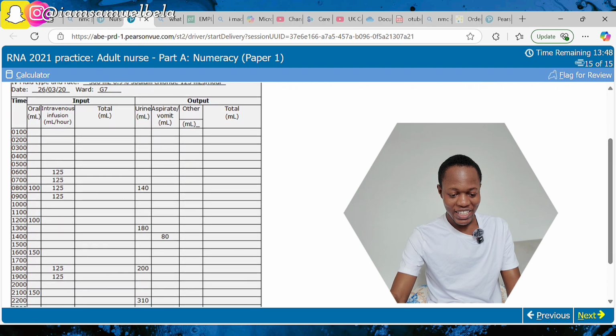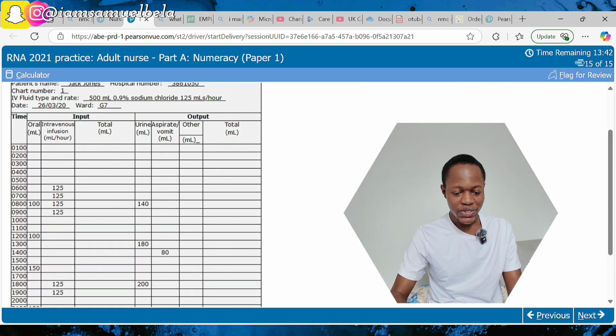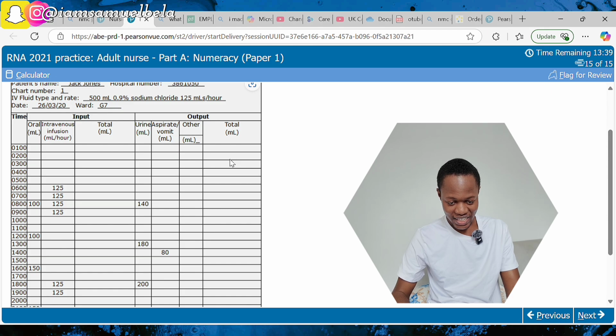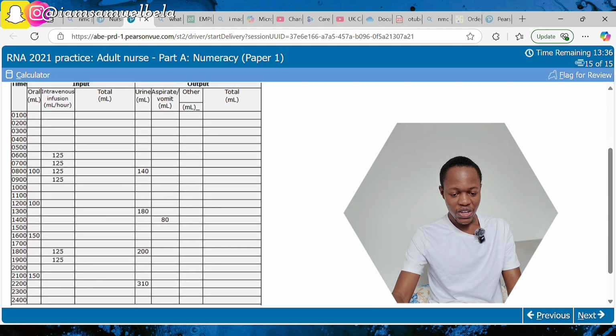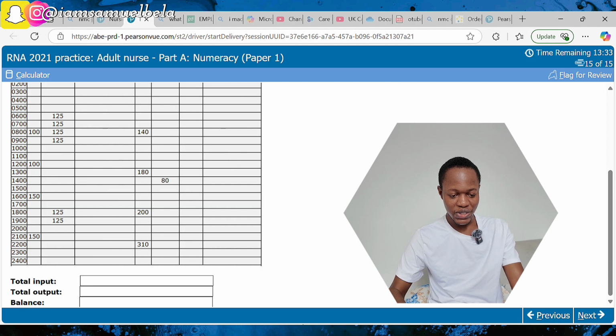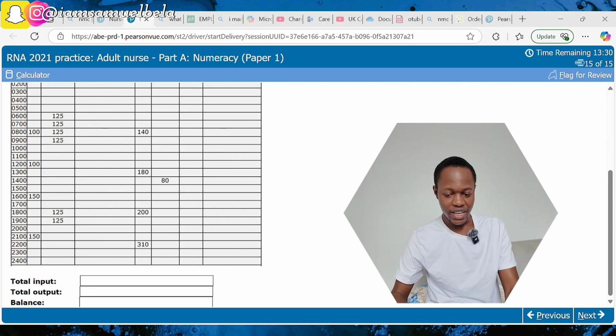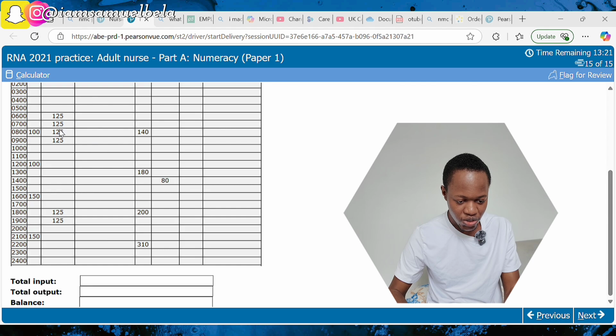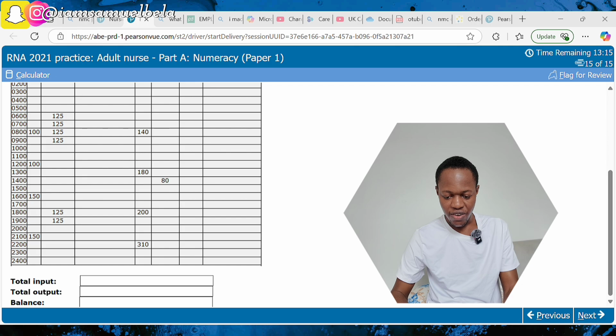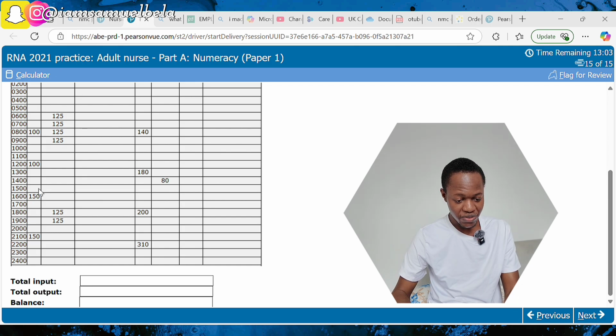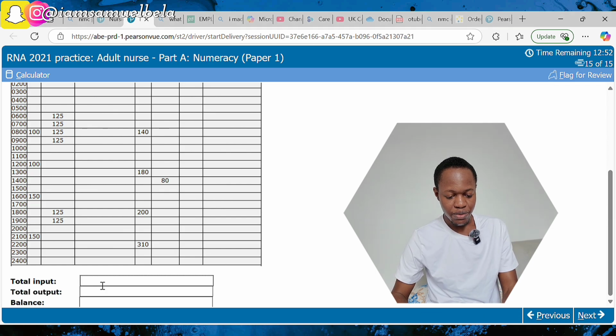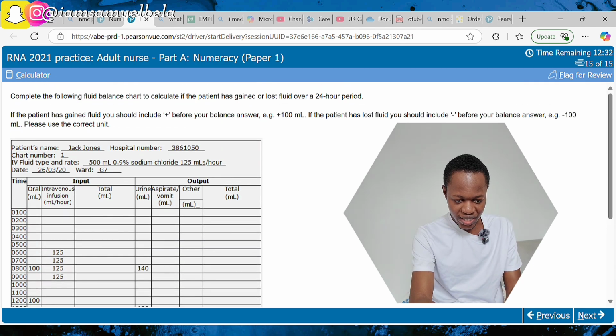Okay, so all you have to do here is to fill up this. Note that anything that is input is plus, anything that is output is a deduction. So what we have to do now is to add up all this input. Let's get our calculator. How many 125 do we have? 1, 2, 3, 4, 5, 6. 125 times 6 plus 150 is 300 plus 100. Everything gives us 500 plus 500. That's 1250. So total input is 1250 ml.